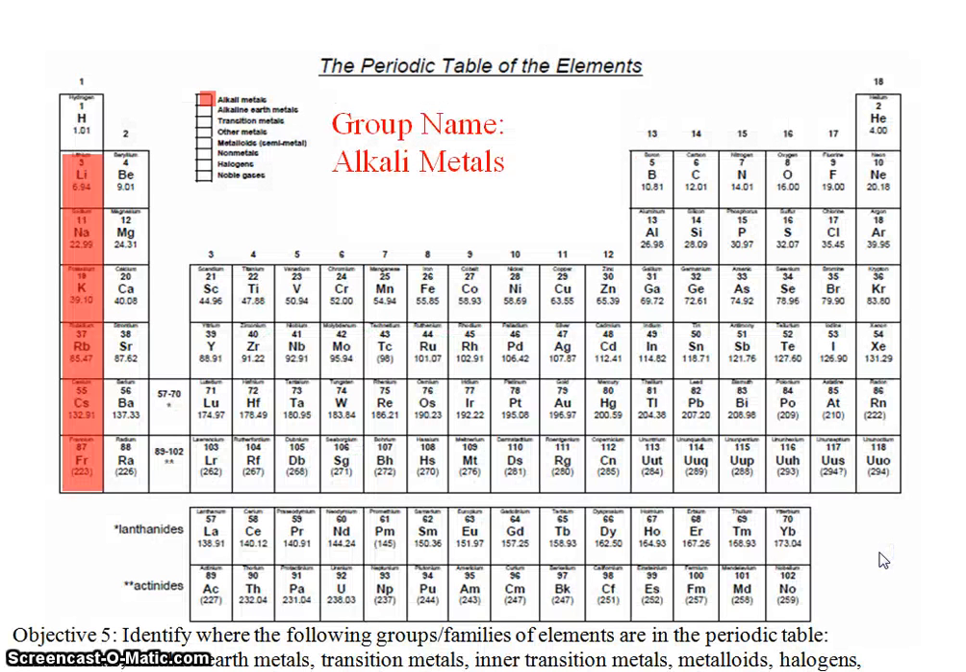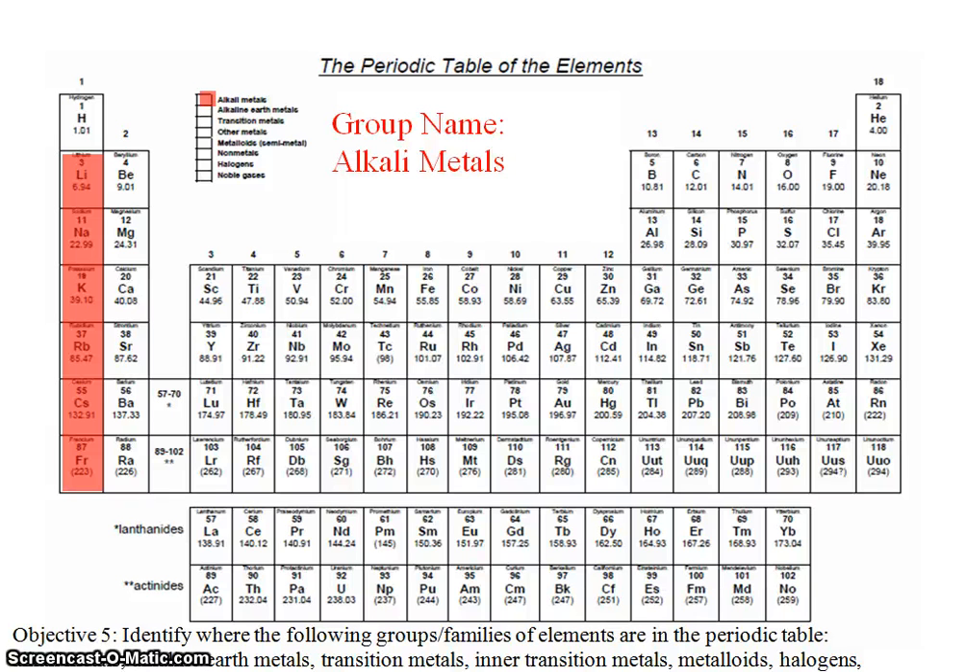There's another periodic table where you will be categorizing the elements based on their families. Families, or groups, are elements that have similar physical and chemical properties. And so now we're getting into objective number 5, which says we're going to identify where the following groups of elements are in the periodic table: alkali metals, alkaline earth metals, transition metals, intertransition metals, metalloids, halogens, and noble gases, which is off the screen for this recording.